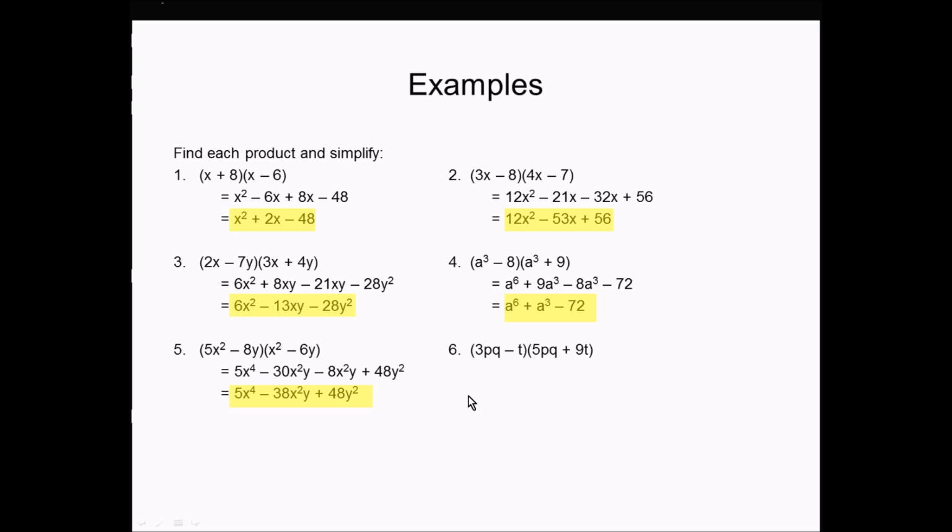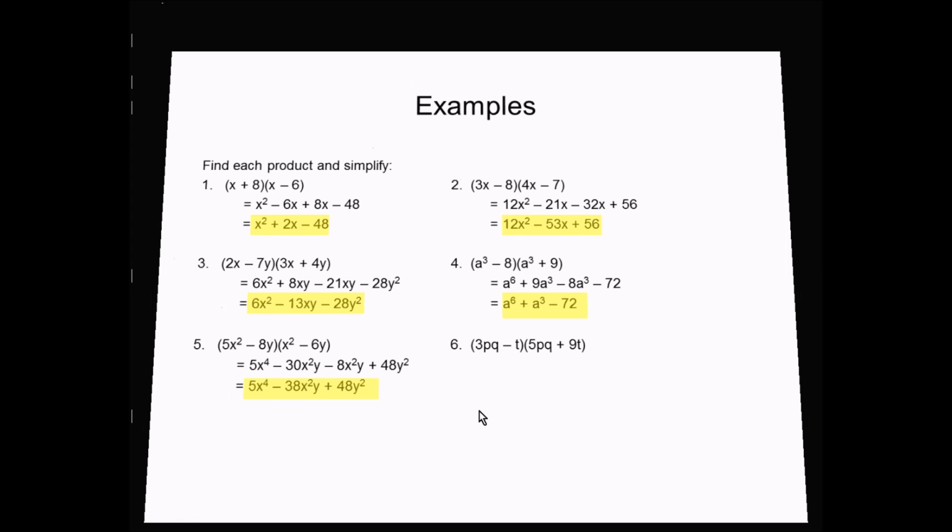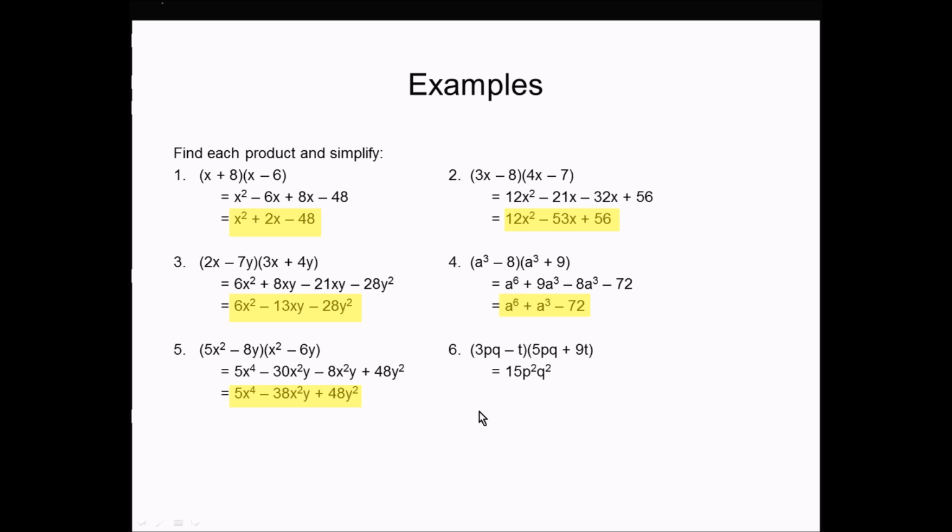Our last one. 15p squared q squared, when I do the first. Plus 27pqt. When I do the last, minus 5pqt. Excuse me, that was the inner, wasn't it? Now I'm doing the last. Minus 9t squared. Outer and inner will combine. 27 minus 5, I get plus 22. So 15p squared q squared plus 22pqt minus 9t squared.